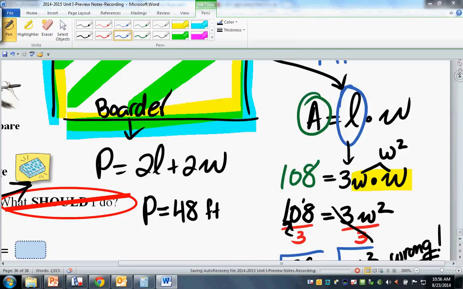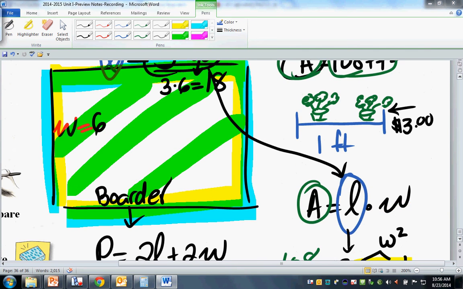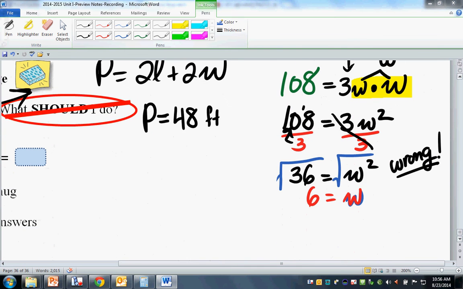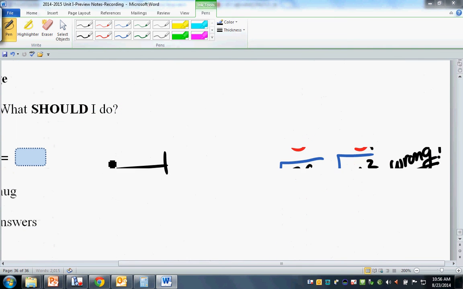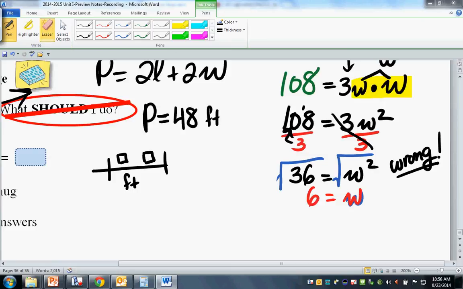And what we figured out is that for every foot we want 2 plants. Right? That's what we figured out. For every foot we need 2 plants. So we come down here. I'm going to write for every foot we need 2 plants. Plant and a plant. And we have 48 feet, so we're going to take 2 and times by 48.